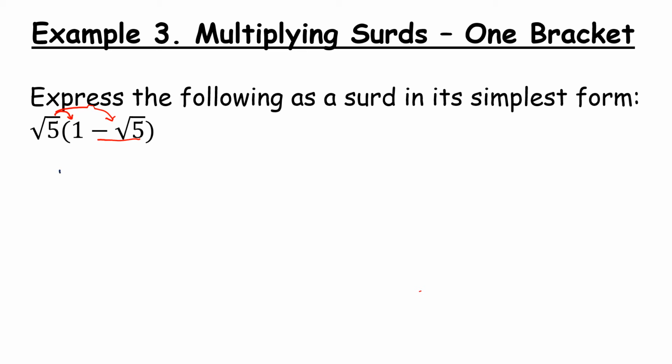So root 5 by 1 is root 5, minus root 5 times root 5. So here, root 5 by root 5 is root 5 squared, which gives us 5. And our final answer here is root 5 minus 5.